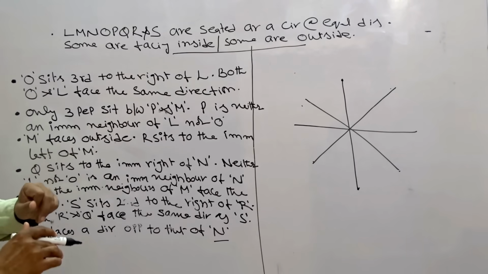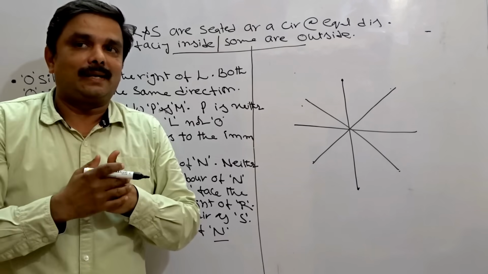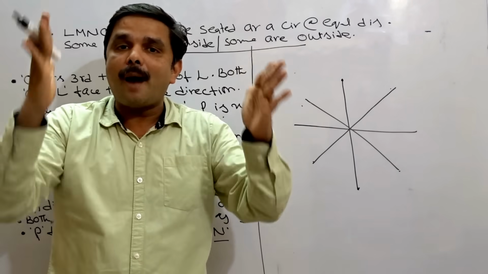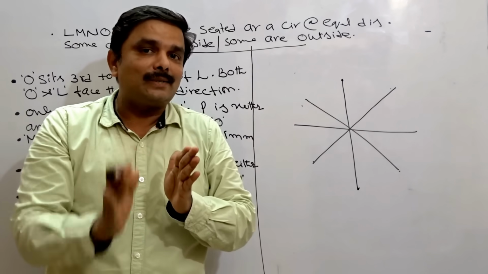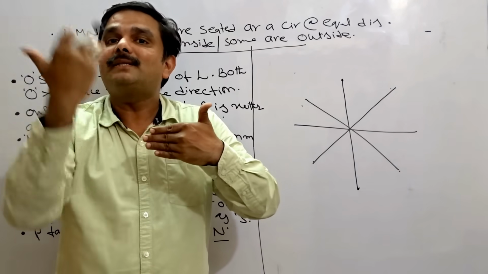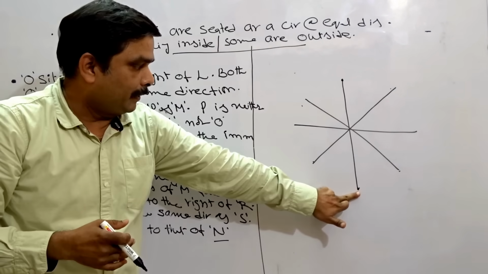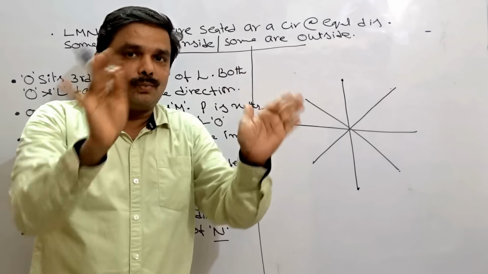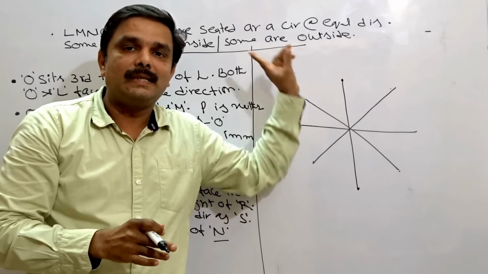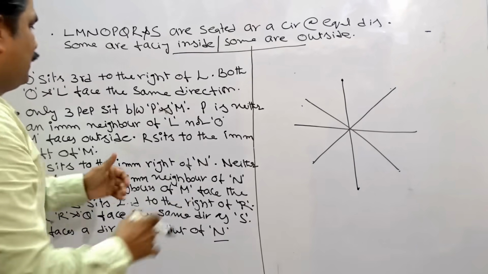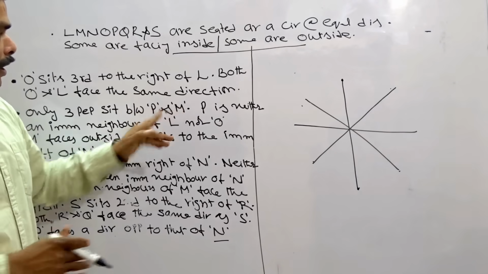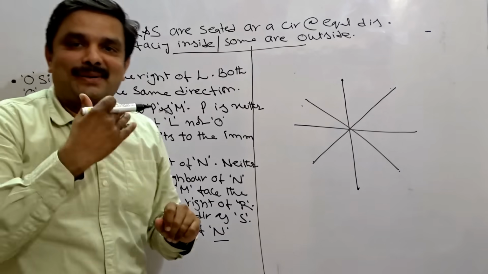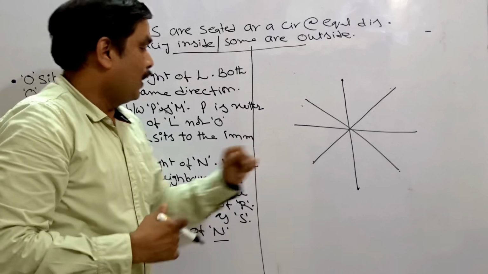Next one. Only 3 people sit between P and M. What's the meaning of this one? When 8 persons are given, and only 3 people are between 2 persons, these 2 persons must be seated in opposite places. Opposite places does not mean that both are looking at each other, but the places should be opposite. For example, one person is here, the other person is here, irrespective of the direction they are looking at. Remember this one. Next, I cannot start with this one either, but one thing I can say: P and M are in opposite places. Then, P is neither an immediate neighbor of L nor O. Even with this one I cannot start. See, they give the questions in this way.